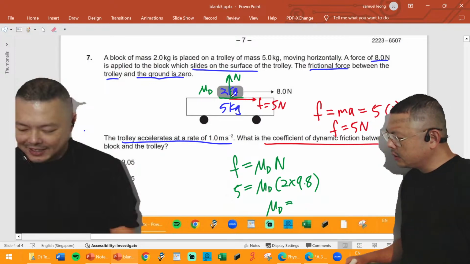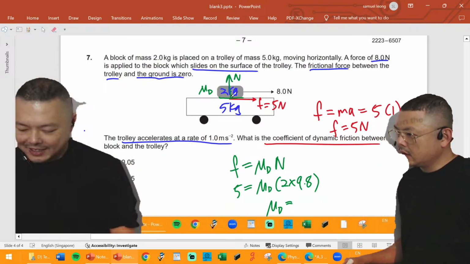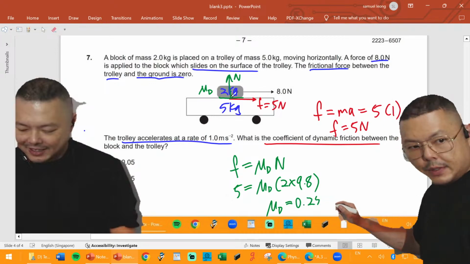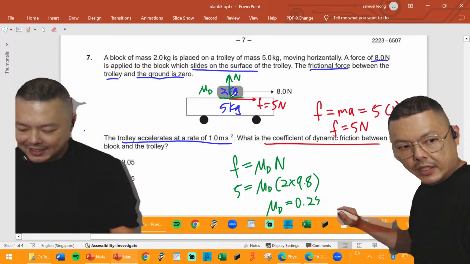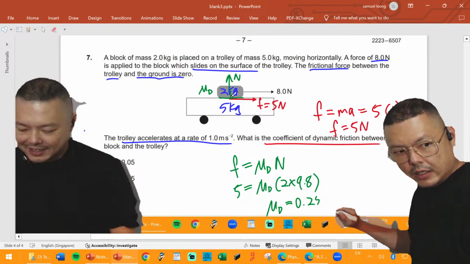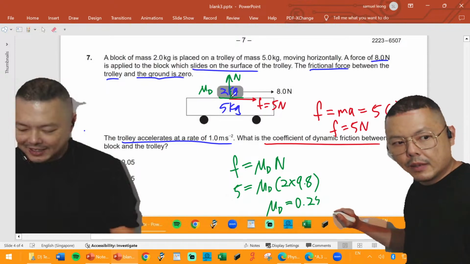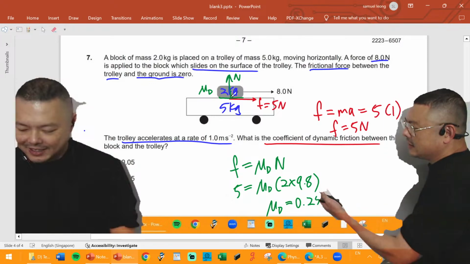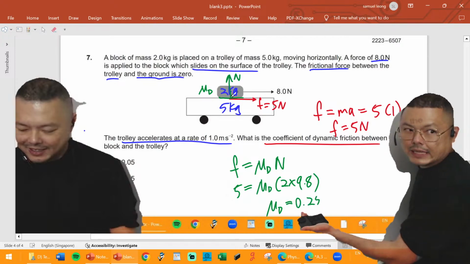Mu d equals 0.25. Yeah, for MCQ you can use calculators. If your teacher tells you MCQ cannot use calculator, you show them the syllabus and remind them that it's 2025. Oh, the g can be 10, then it'll be 5 divided by 20, right?